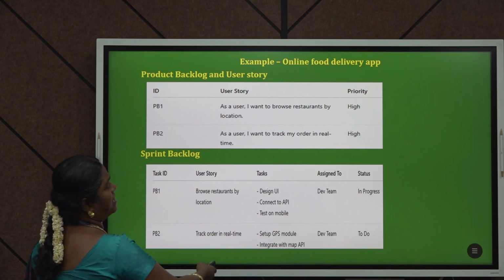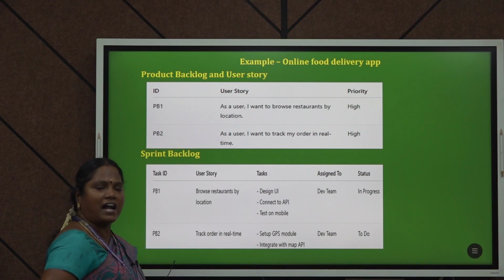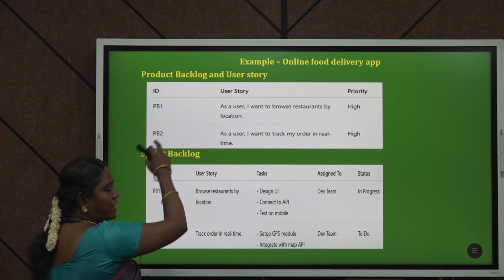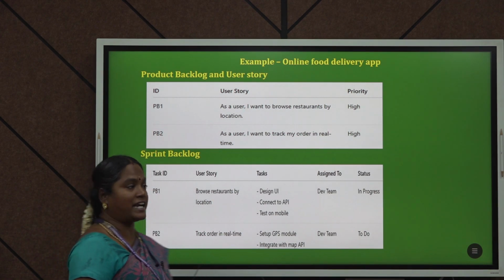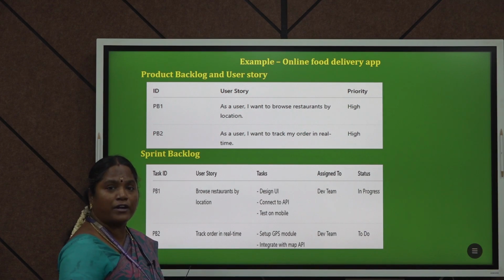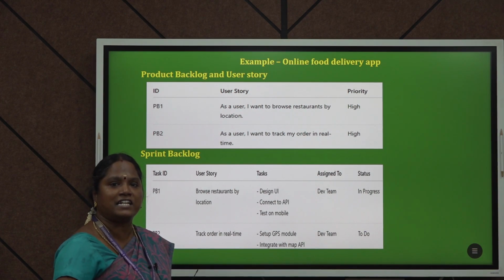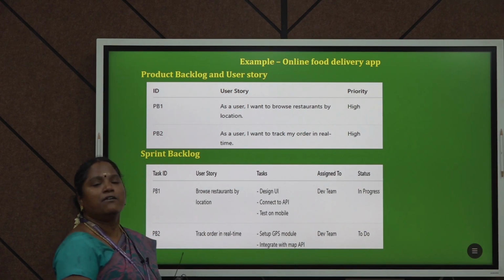So this is the difference between the product backlog and the sprint backlog. The product backlog lists out the entire features of a product, and the sprint backlog lists out the tasks that need to be implemented in a particular feature.